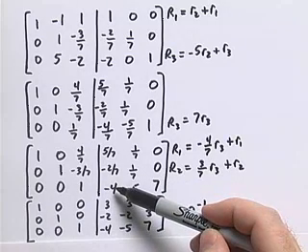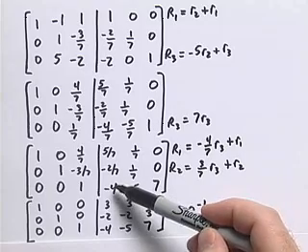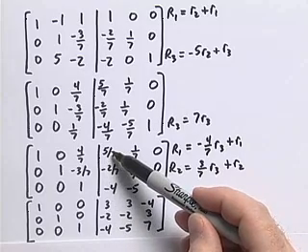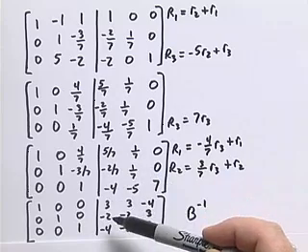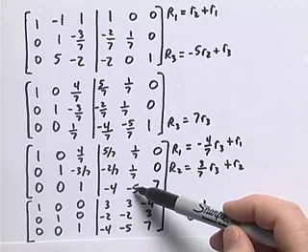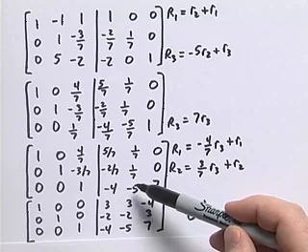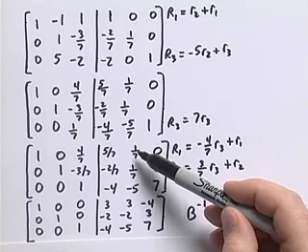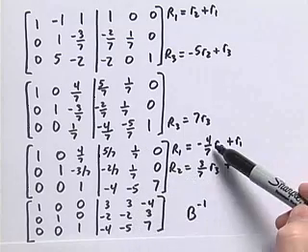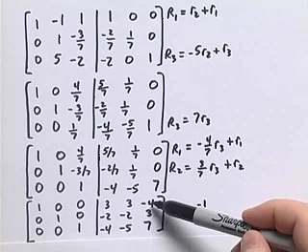Negative 4/7 times negative 4, it's going to give us a positive 16/7. We're going to add that to 5/7, which is going to give us 21/7 equals 3. Negative 4/7 times negative 5 is going to give us positive 20/7. Add 1/7 to get 21/7, which is 3. Negative 4/7 times 7 is negative 4, plus 0 is negative 4.